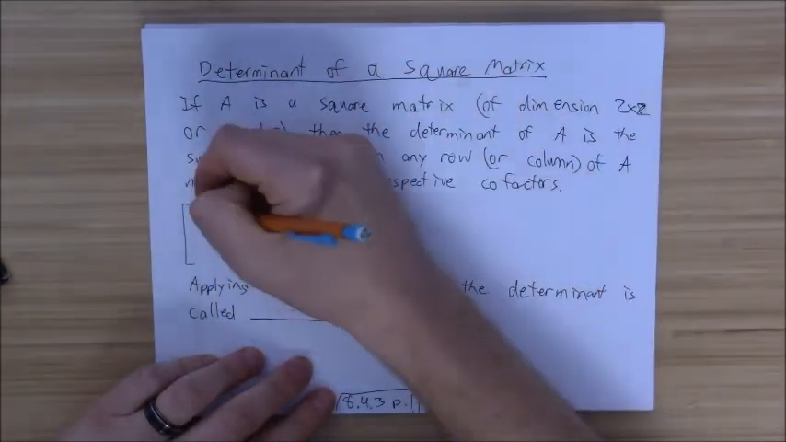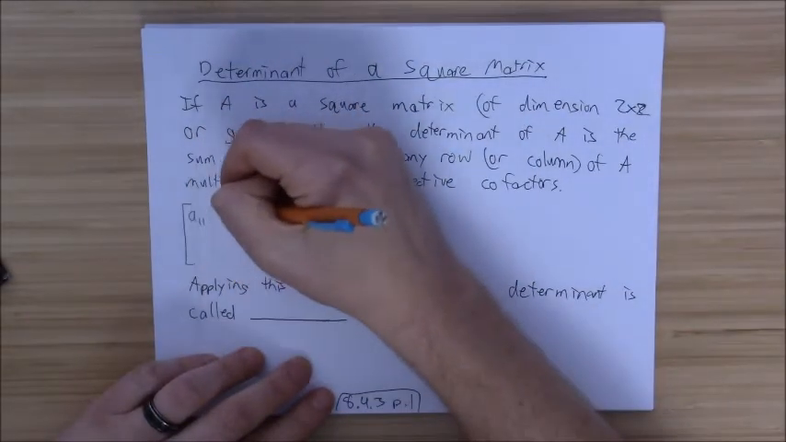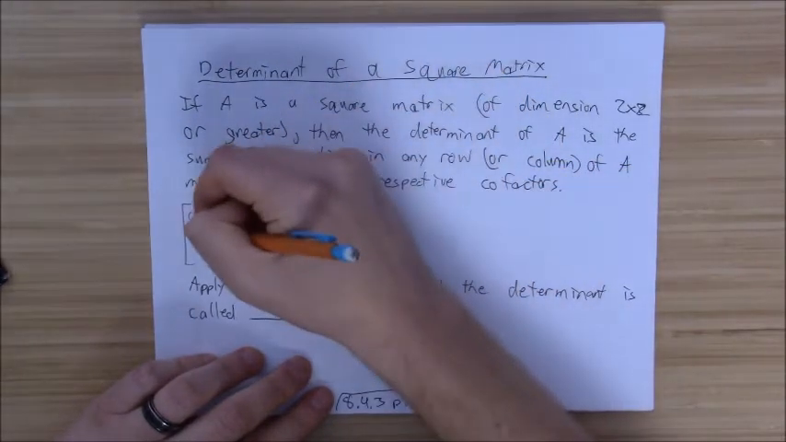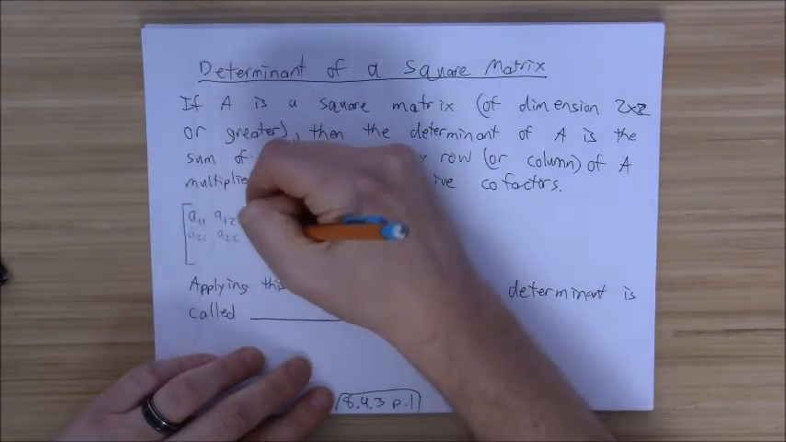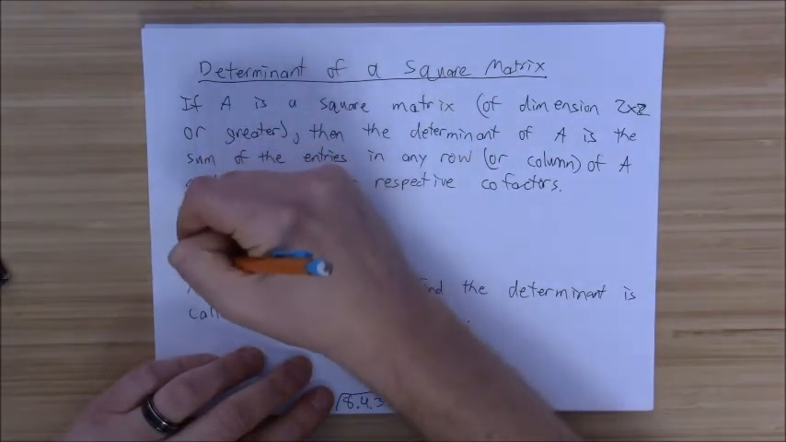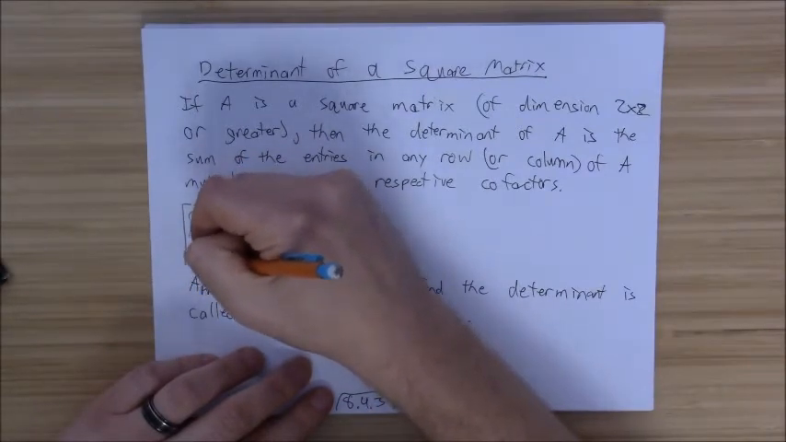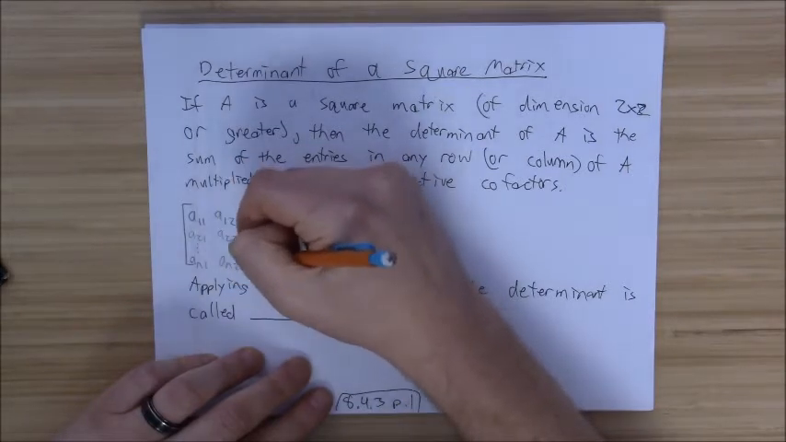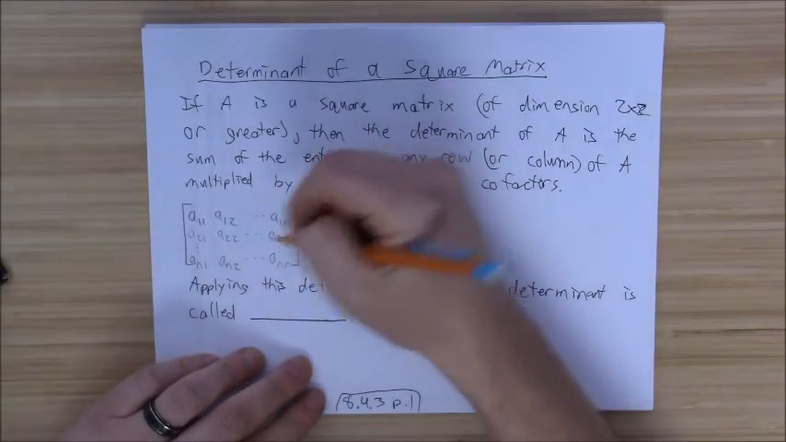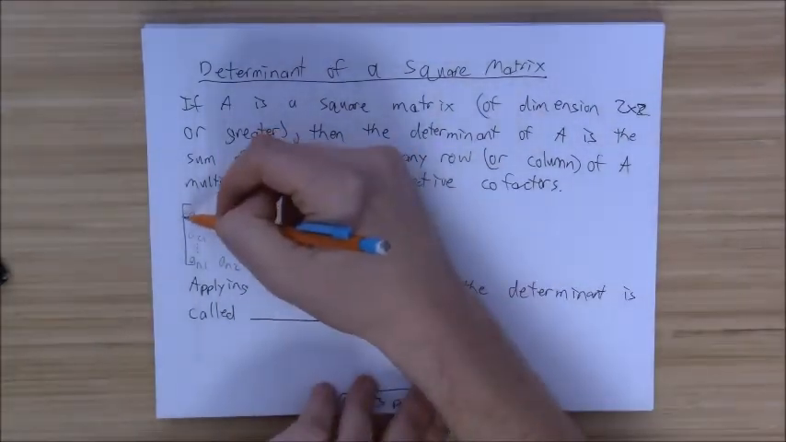let's say we had some n by n matrix, so A11, A12, etc., down to A1n, A21, A22, A2n, so on and so forth, down to AN1, AN2, ANN, right? Okay. So say we have that. Well, we could expand down the first row.